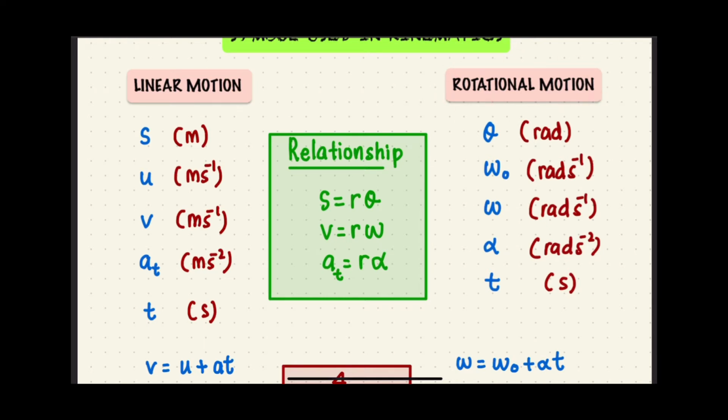So the analogy to S is theta, U initial velocity is omega initial, omega naught, V is final velocity, which is final angular velocity, A is angular acceleration, and T is also T. Okay, the units are changed to radian, radian per second square, and second. So how to change from linear motion to rotational motion is based on this relationship: S is equal to R theta, V is equal to R omega, and A is equal to R alpha. So the relation comes from the radius.